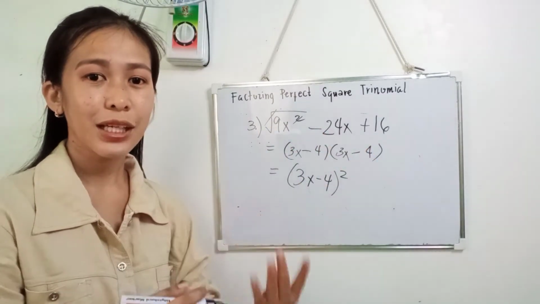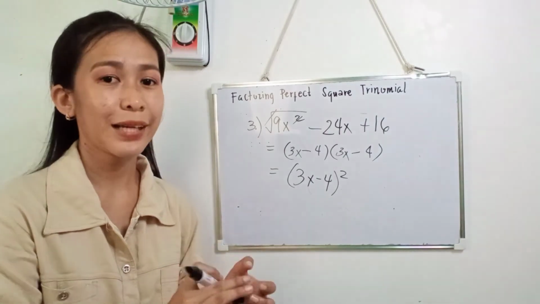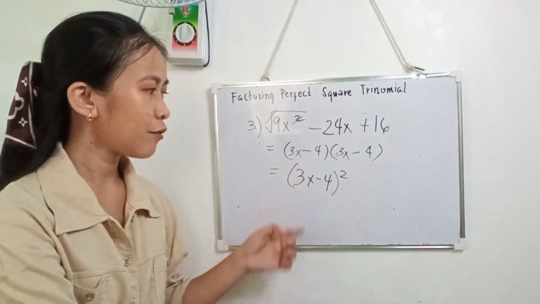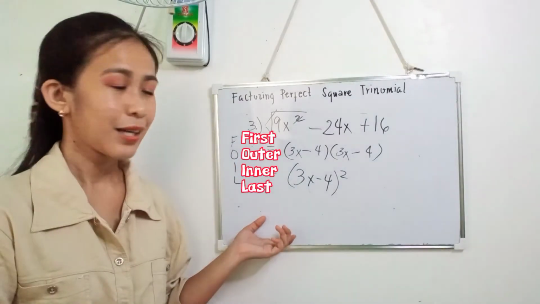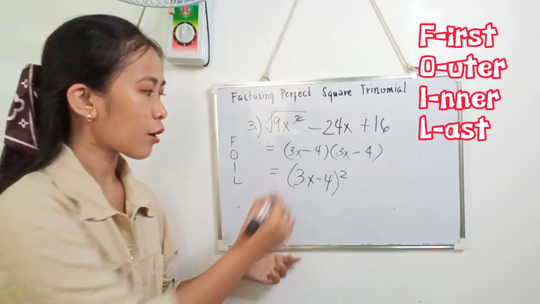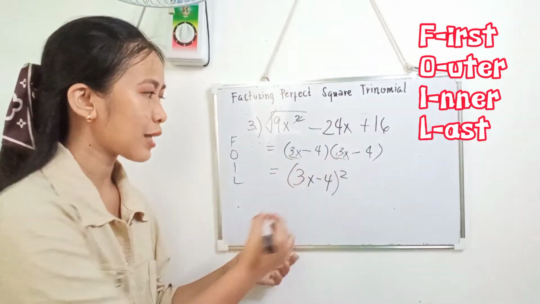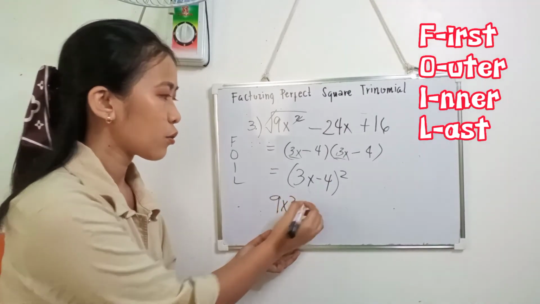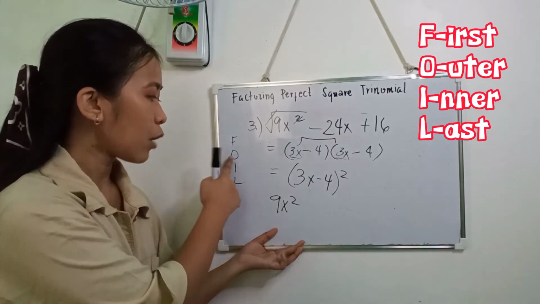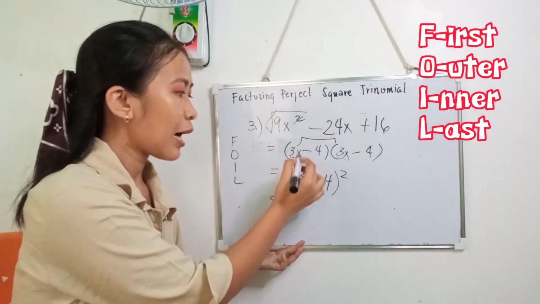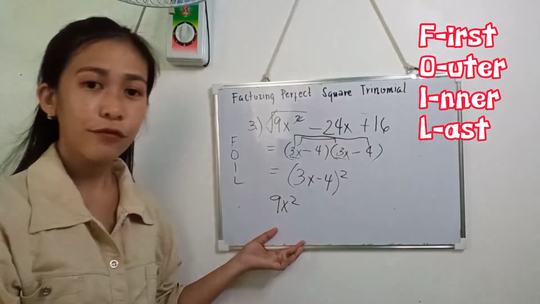So, let's try to check it para mas malaman natin kung talaga bang tama yung nakuha nating sagot. Okay? So, how are we going to use the FOIL method? First, outer, inner, last. Okay? So, first term, ito ang ating mga first term. Just multiply them. 3x times 3x, that is 9x squared. Yan, ito yung ating first term. Tama? And then the outer part. Ang ating outer part is ito, 3x, tsaka itong negative 4.